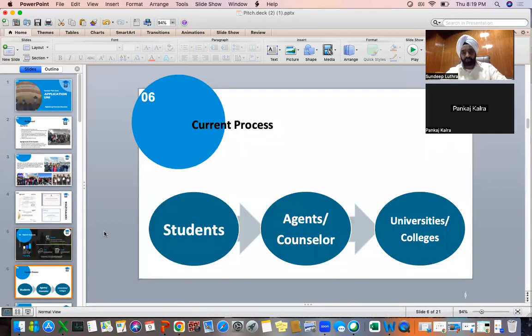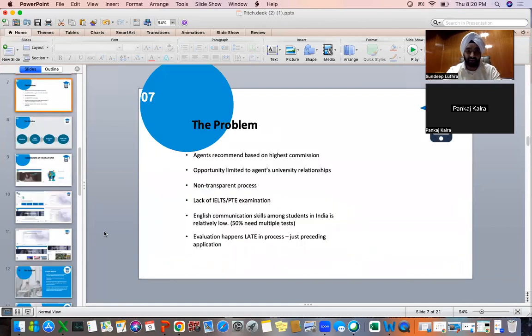If you talk about the current process, the student goes to an agent, any of the counselors based out of India, and the agent has very limited university or college options. They only prefer to give options which provide the highest commission. So the options are very limited with a couple of agents, and the student has just limited options.